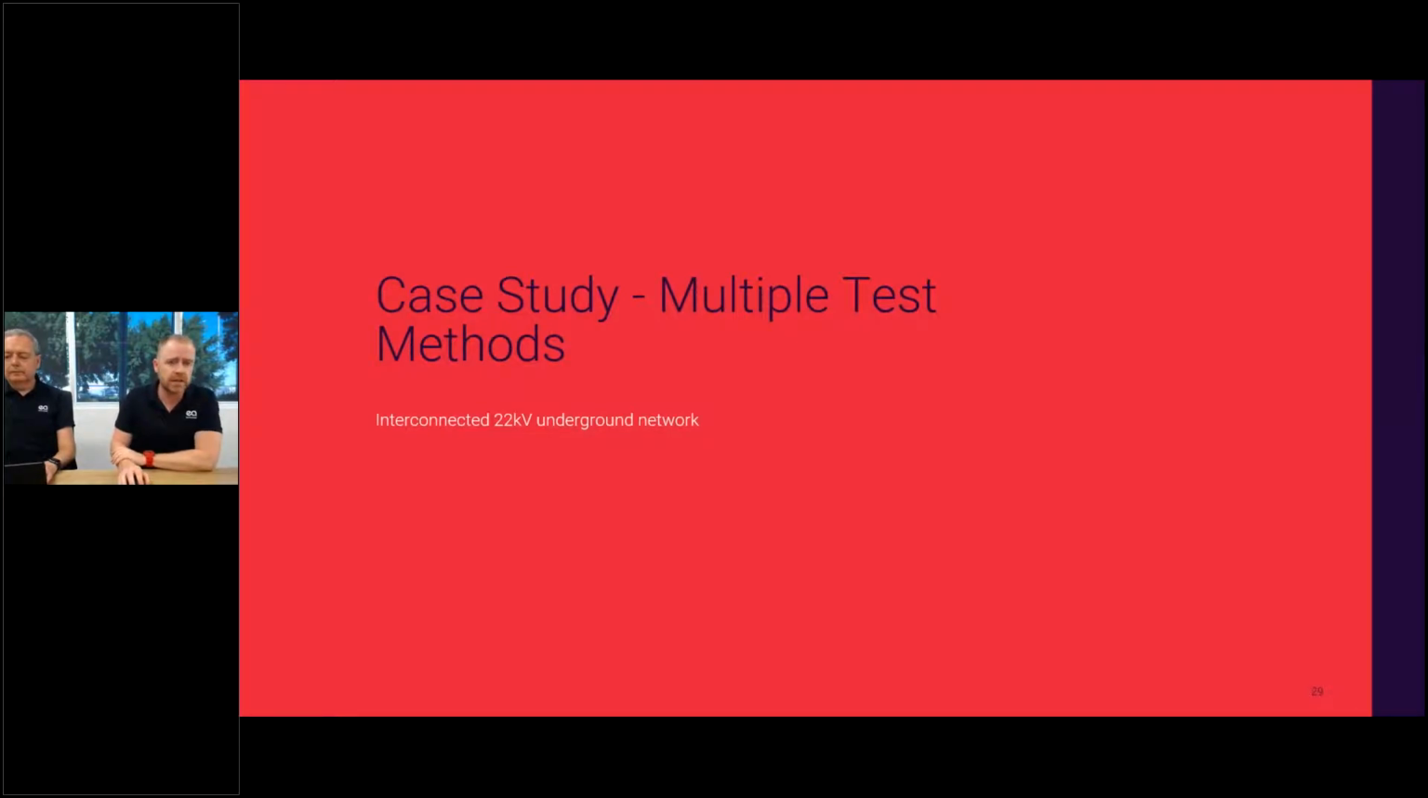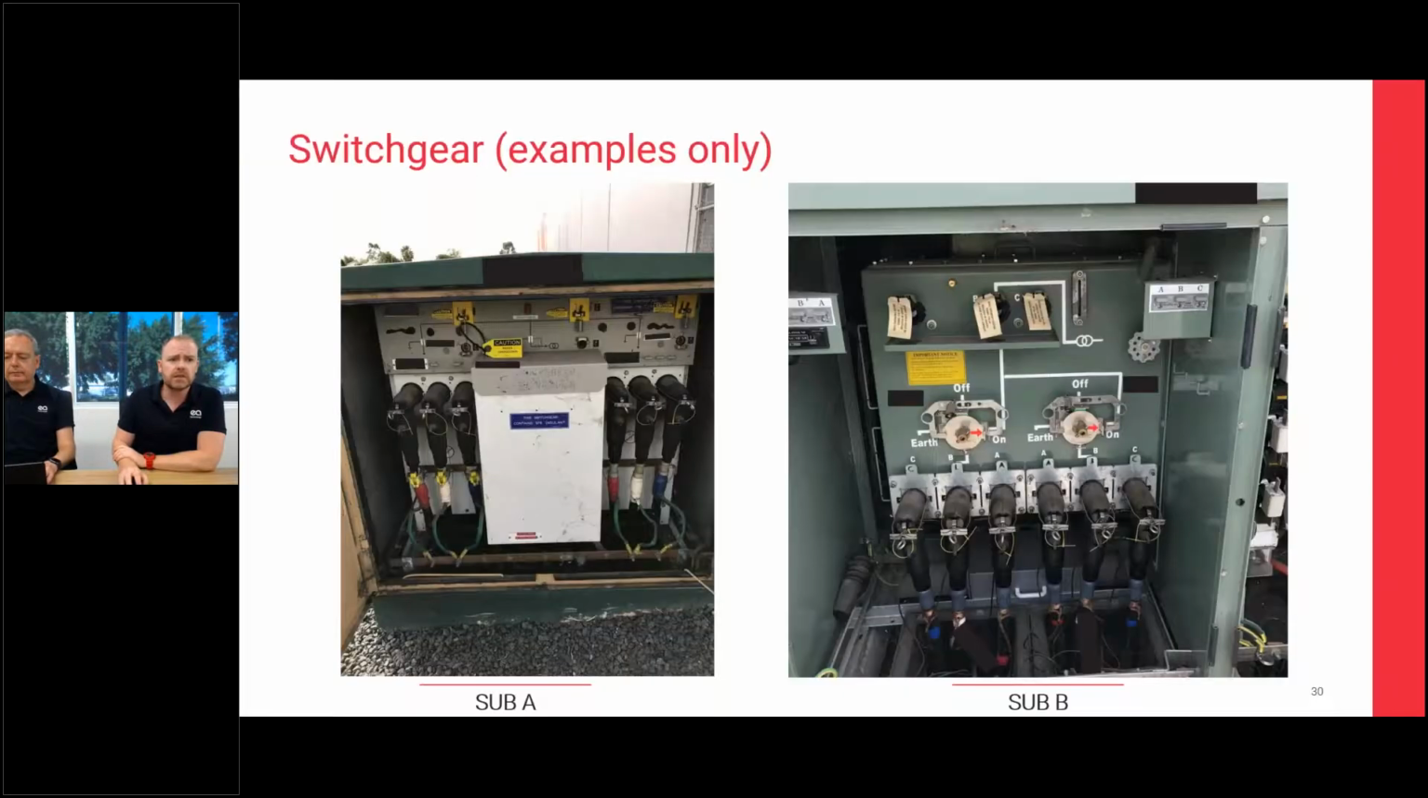Okay, so we've got a case study here. Testing on an interconnected 22 kV underground network. So here we have two example substations, but this was a case study of a job that was conducted recently where we had multiple substations throughout the streets, distribution network, 22 kV, and everything's connected to everything. So the job was to figure out whether there's any PD on the cables, also at the substations.